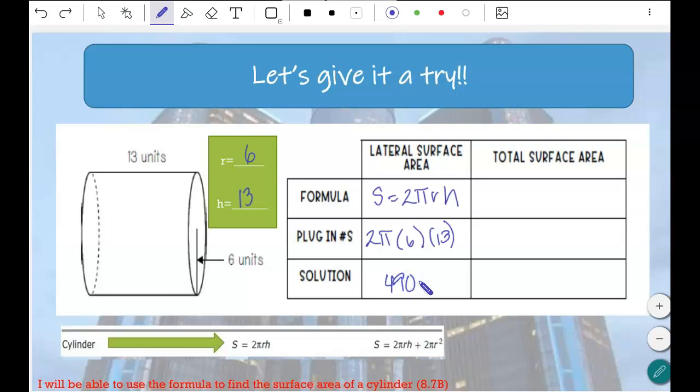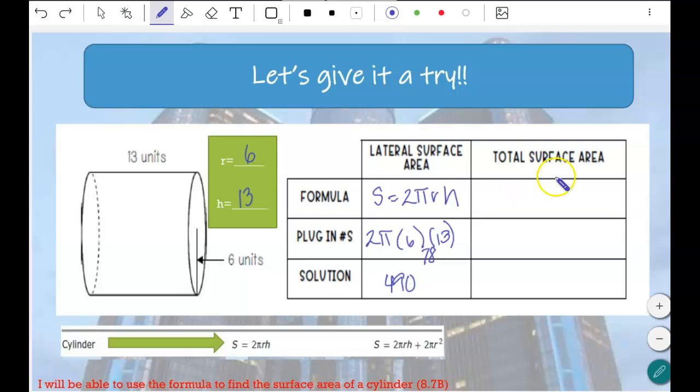All right, and if you broke it down, you could do 6 times 13 first, and that would give you 78. I'm going to try to squeeze it in down here. And then 2 pi. You need to make sure you don't round the pi. 78 times 2, and then you could do second pi, and you still get the same answer.